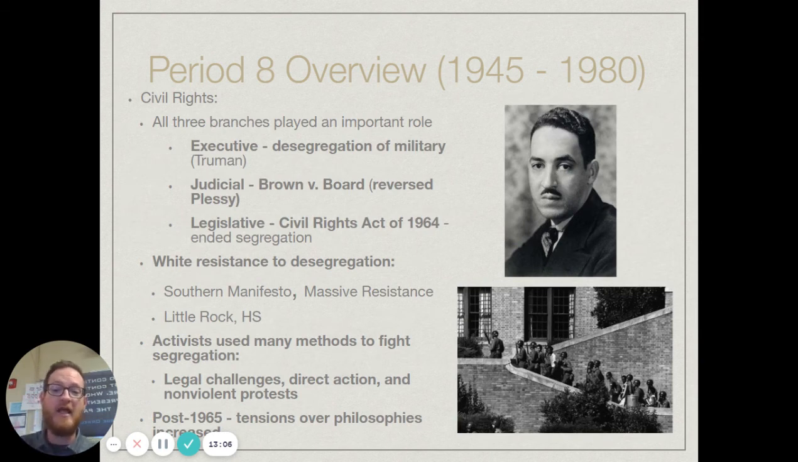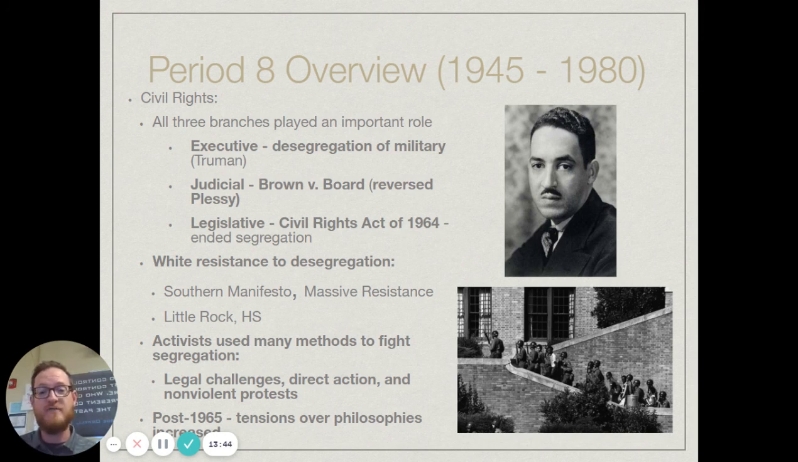All right, talking about civil rights during this time and during this era, you're going to see that in order for African Americans to get more and more civil rights, the government is going to play an important role in this as well as the protest movement. So all three branches would play an important role. Harry Truman, when he was president, as part of the executive branch, of course, he would oversee the desegregation of the military. Again, the Korean War would be the first war that we would fight where the military would be officially desegregated. Judicial, you're going to have the Brown versus Board decision, which reverses the Plessy versus Ferguson decision.